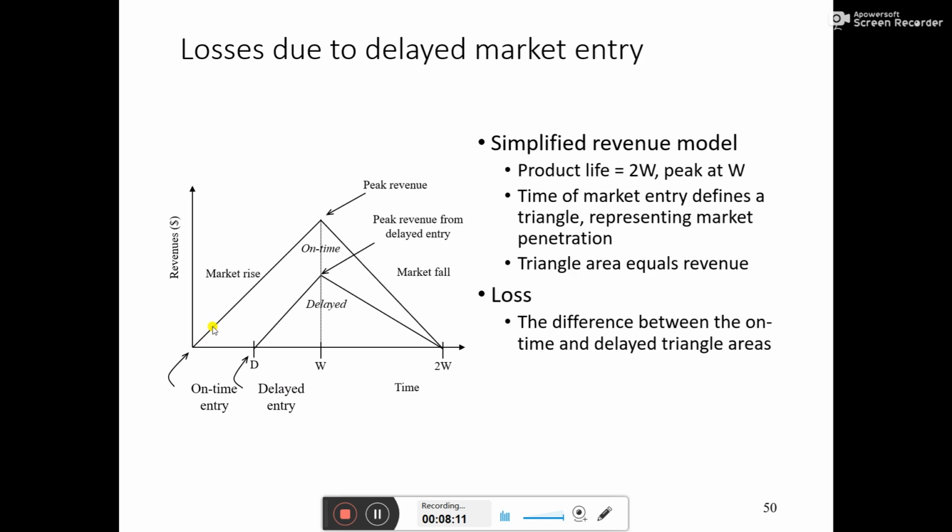On-time entry and delayed entry: if we provide an on-time entry in the market, then a peak revenue can be made. If we are delayed in the market, then the market fall will start, and we cannot achieve a very good peak. So we can have good revenue when we start on time. If we delay the system, then there is a lower peak revenue with delayed entry.